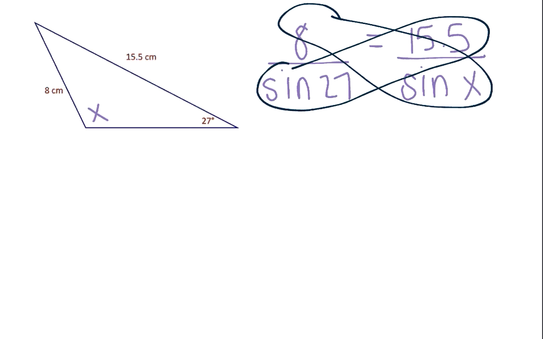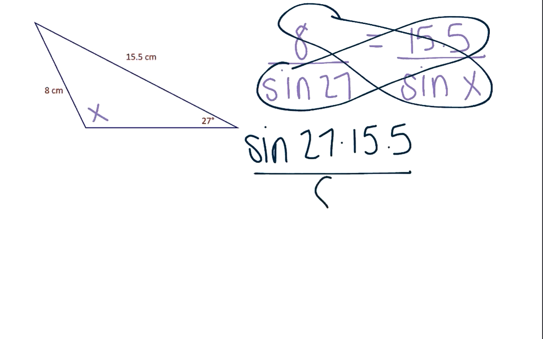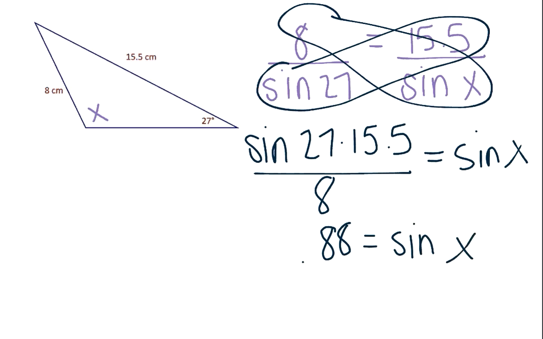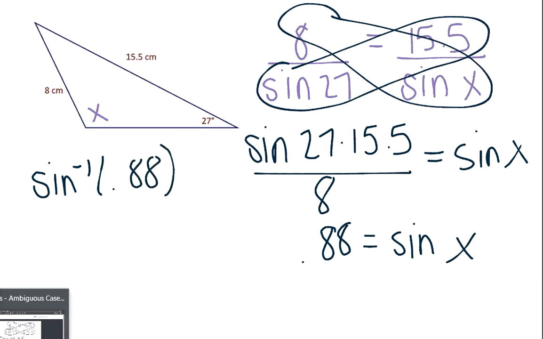Okay, so I should be typing into my calculator sine 27 times 15.5 divided by 8, and that will give me the sine of x. So I get that sine x is approximately equal to 0.88. This is good news so far because that number is not bigger than 1. So I'm going to go to my calculator and I'm going to do sine inverse of that decimal. I get that x would have to be approximately equal to 62 degrees.